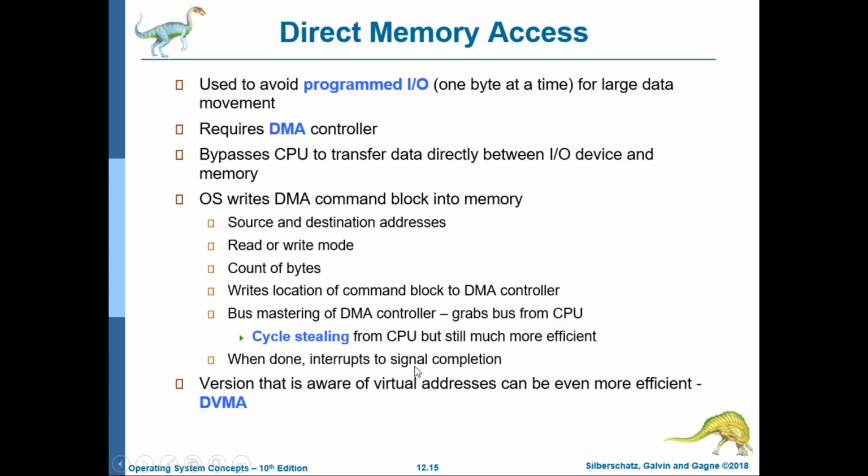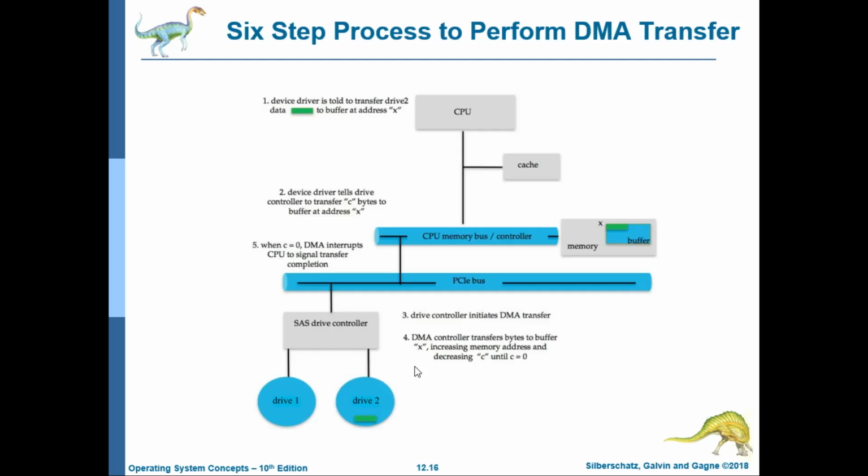A version that is aware of virtual addresses can be more efficient. So we have the DVMA, or direct virtual memory access. It is written as 6 steps, but actually, as you can see, it is only 5 steps. The process to perform a DMA transfer: step number 1, the device driver is told to transfer disk data to a buffer at address X. So you have to transfer this data to this address.